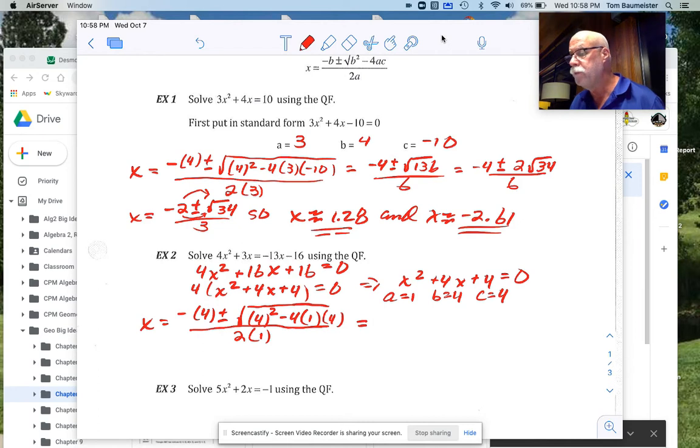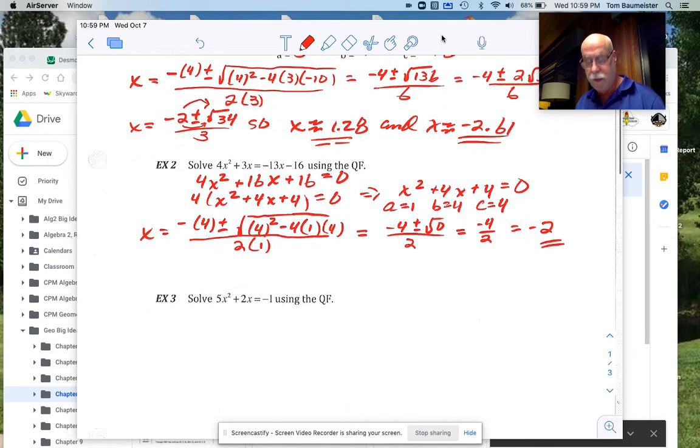All right. So if I work that out, I'm going to get negative 4 plus or minus, well, 4 squared is 16. 4 times 1 times 4 is 16. So 16 minus 16 is going to give me the square root of 0, over 2. But the square root of 0 is 0. So it's just going to equal negative 4 over 2, or our x is going to equal negative 2.